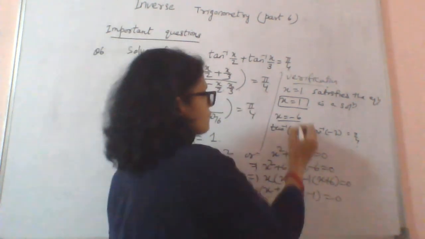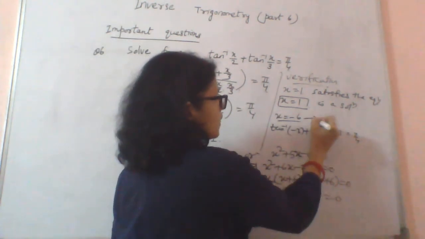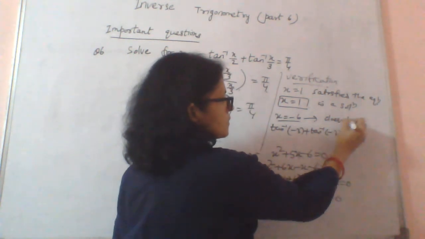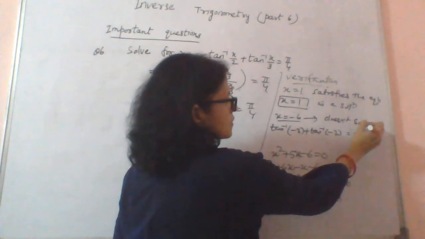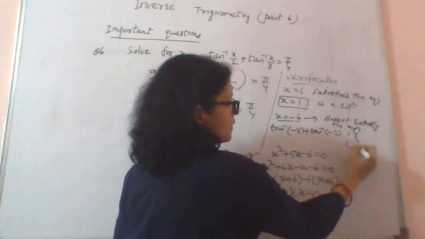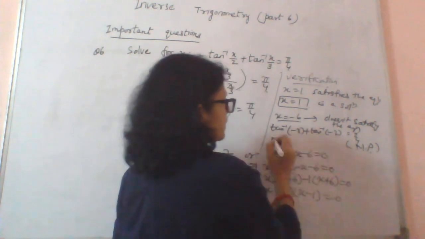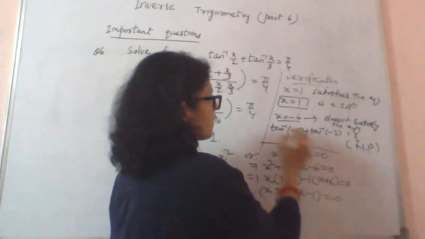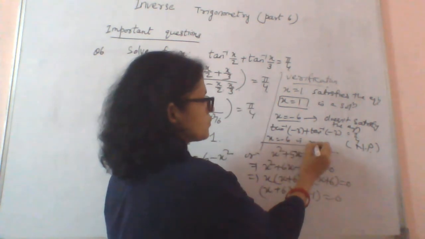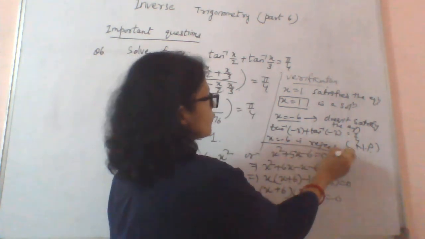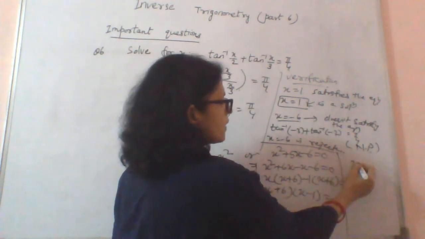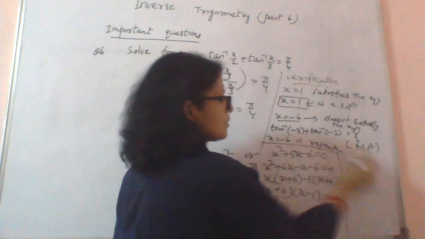Okay, so you can write here that this doesn't satisfy the equation. Not possible, we write. So this value is rejected. x equal to minus 6 is rejected. Okay, so the solution is what? x equal to 1 is the only solution.